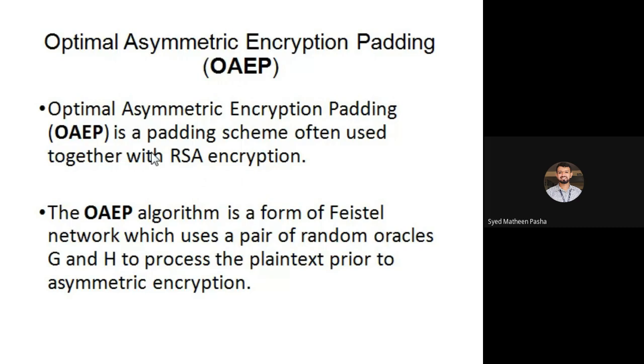As I was telling, this OAEP technique, that is a padding technique, can be used only along with RSA. This is an important point you need to remember. So how is this algorithm formed? I can say this algorithm is a form of Feistel network which uses a pair of random oracles G and H. Here, random oracles basically give you random keys to process the plain text prior to asymmetric encryption. Do remember, this is an asymmetric technique where it uses different kinds of keys.